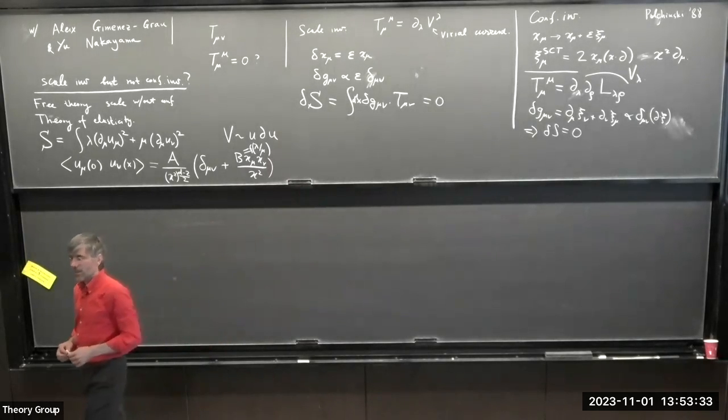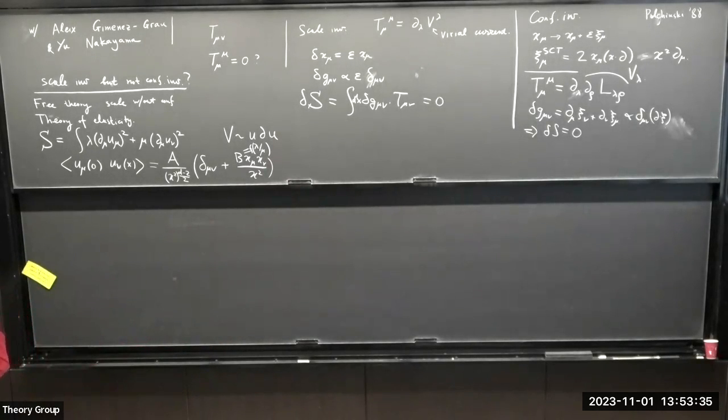Are they also not unitary? The examples that I know of are non-unitary also. Is there any example of a unitary scale-invariant theory which is not conformal? I do, but those are free. The ones that I know of are free.